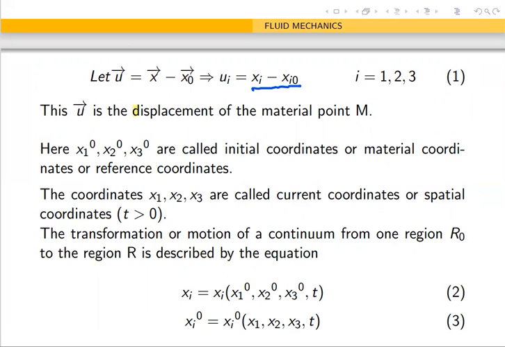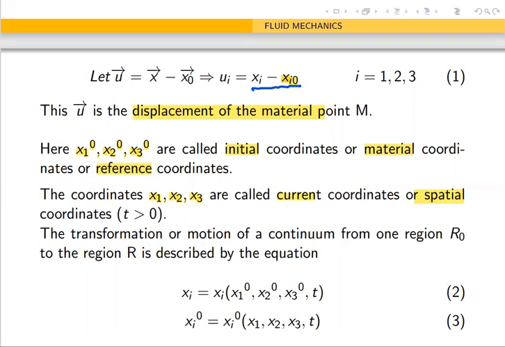This u is called what? Displacement of that material point M, where these ξ⁰, this naught has to be a superscript. So these ξ⁰, x1⁰, x2⁰ and x3⁰ are called the initial coordinates or material coordinates or reference coordinates, where ξ, x1, x2, x3 are called current coordinates or spatial coordinates.